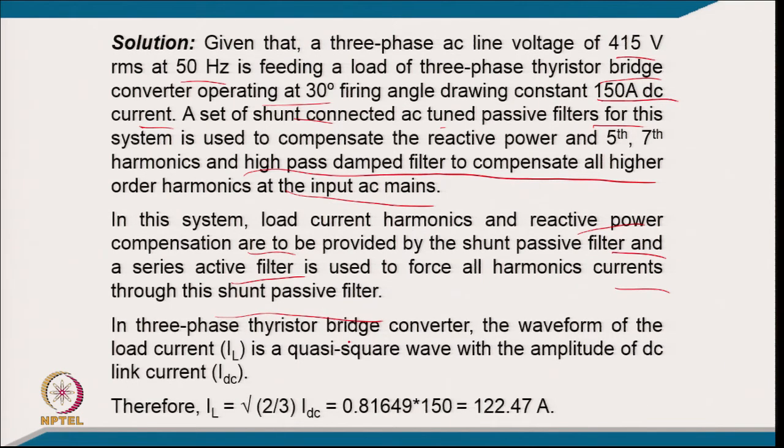So, in a 3-phase thyristor bridge converter, the load current is a square wave on the AC side with the amplitude of the DC link current. So, IL will be root 3 by pi times IDC.